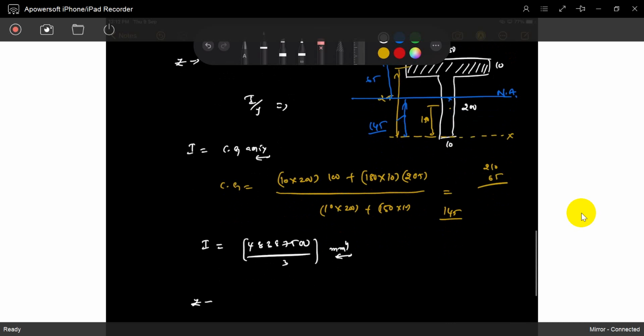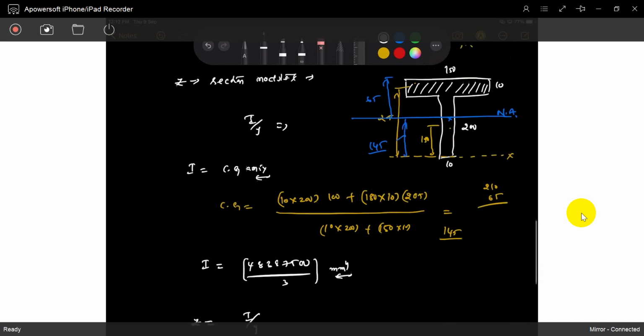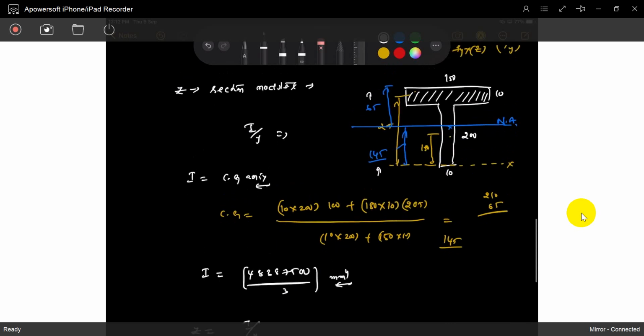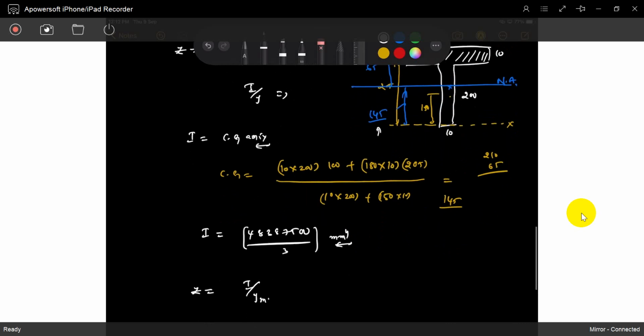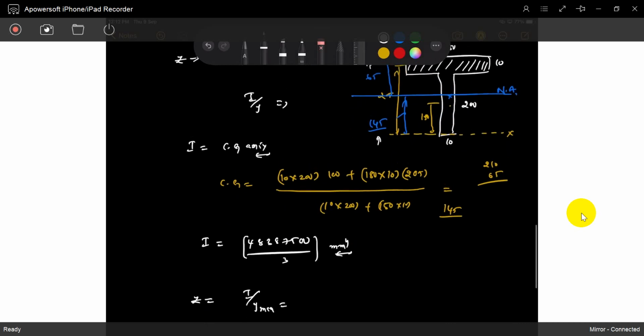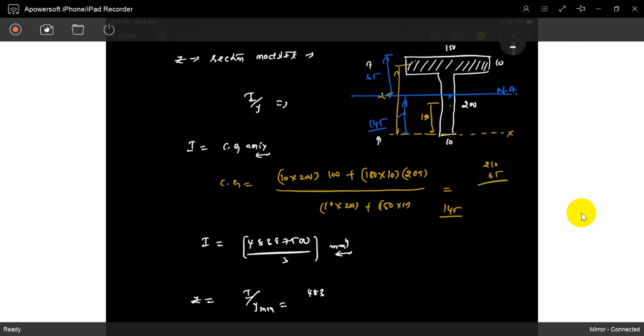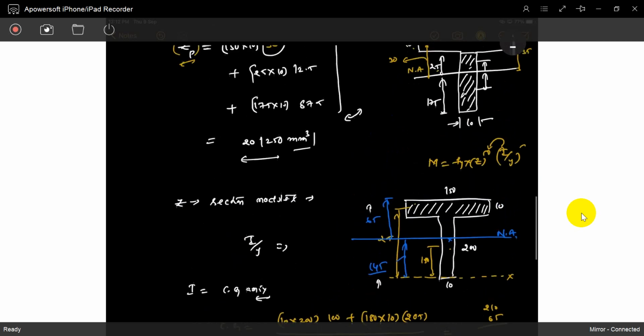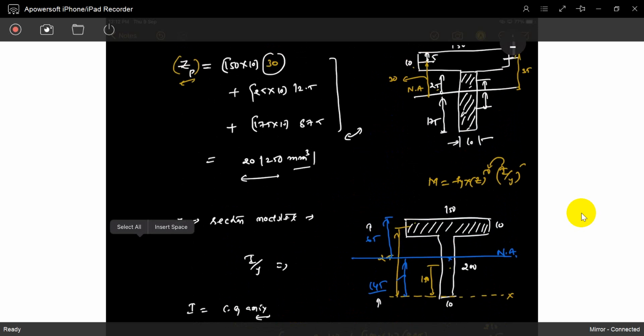Sir, now you can find Z. Z is I by Y. Y is 145 in one case, the other is 65. Which one is taken? You have to take the maximum value of Y. So what is that value? 4837500 divided by 3. What is Y maximum? 145. You will get 111235.63 mm cubed. That is Z, the section modulus, whereas the plastic section modulus is this.